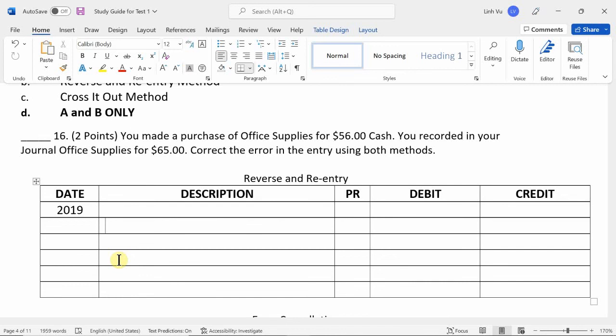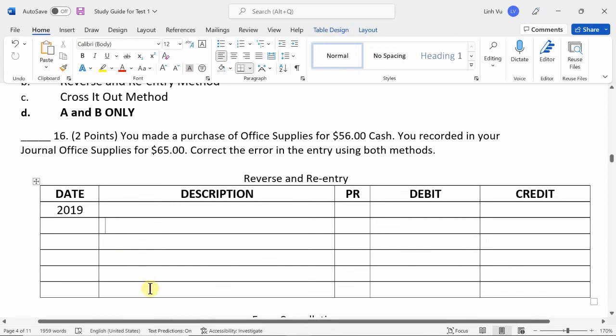Now my question is, that's wrong. It needs to be $56 instead. So how do I reverse the entry? I'm doing the reverse and re-entry method. How do I reverse it in the first place? So would it be $56 debit for office supplies and $56 credit? Right now, I have $65 worth of office supplies in my account. Is that true? No. So how do I undo this? Because that's an error in my journal. How do I undo that?